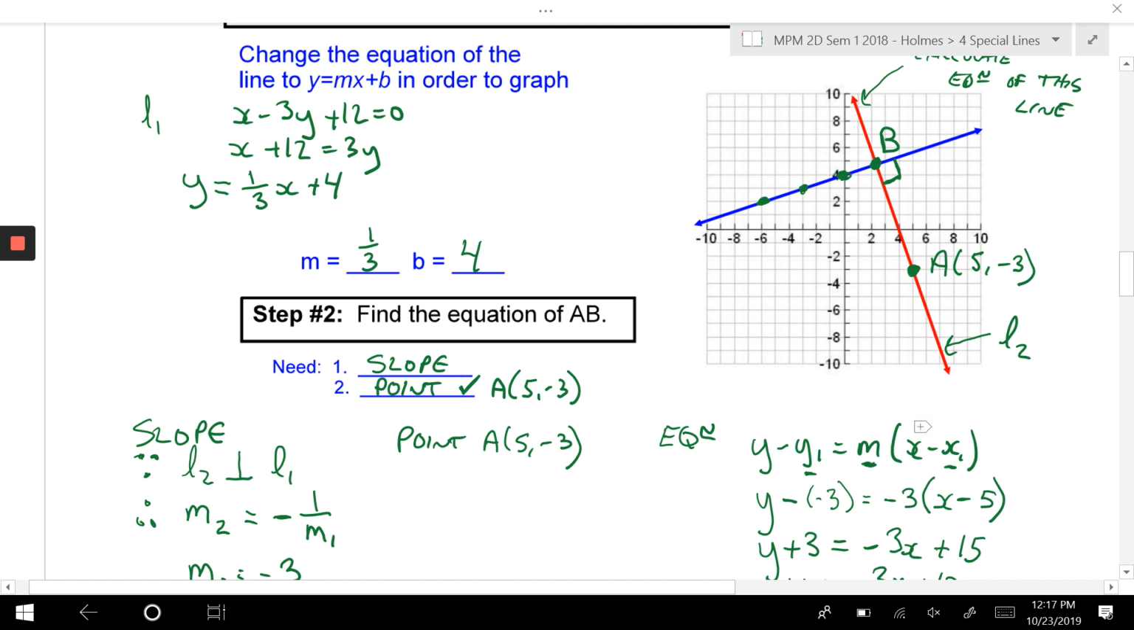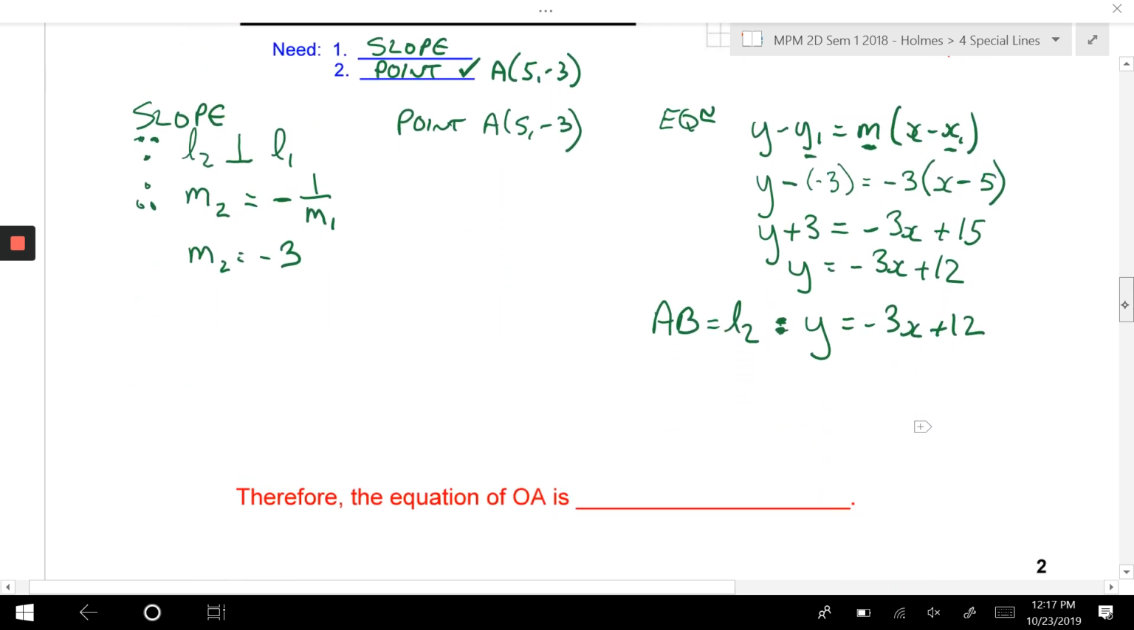Great, allows me to solve a system of linear equations. I've got a system because I have 2 equations, and the solution to a system is where those lines intersect. And that's going to help me because that'll tell me what my point B is, and then I've got 2 points and I can calculate the length. Therefore, the equation of OA is y equals negative 3x plus 12.